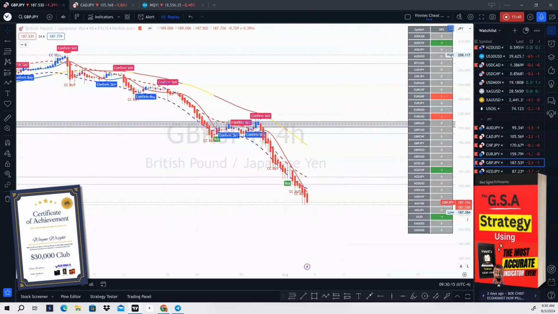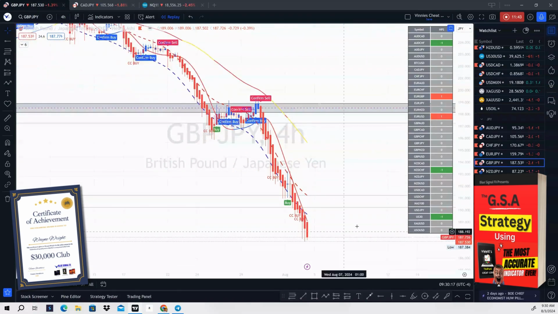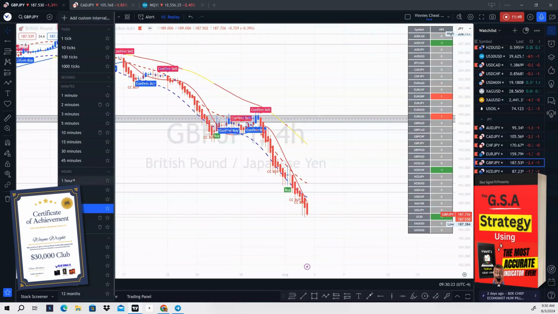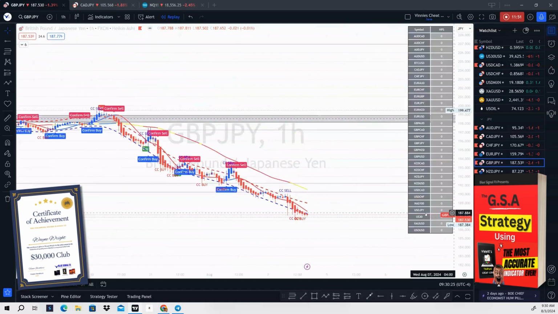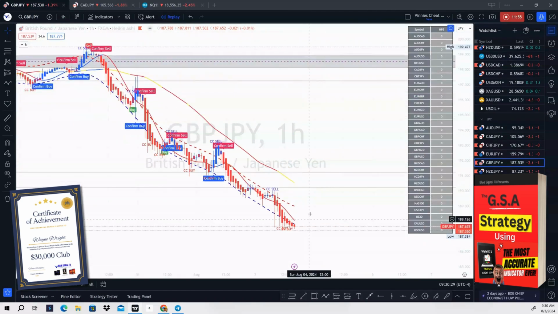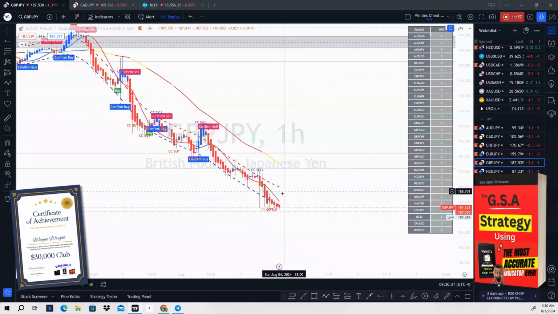Cool. All I need to wait for now is for price to do a break and retest on my entry time frame. So we're going to go to the 1 hour. And on the 1 hour, price has not broken the HMA yet. It can still go down. Even though you see these CC buys and CC sells, that's just going to let you know that price is outside of the band. Price is at an extreme and it could reverse here.